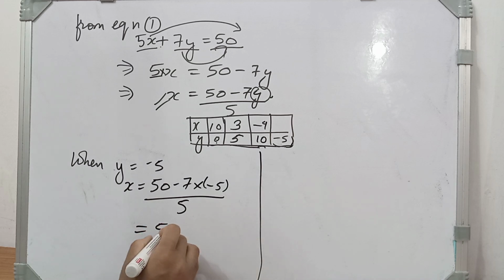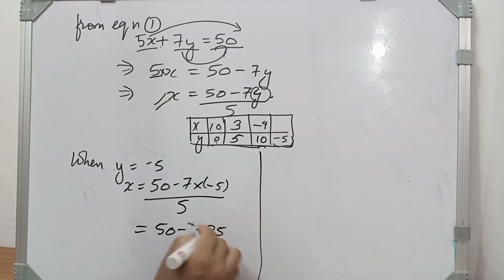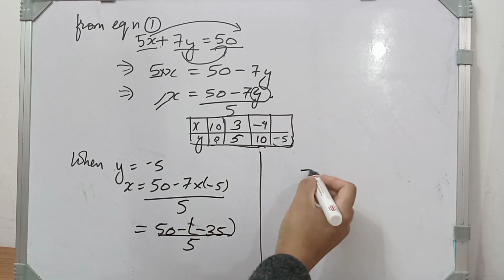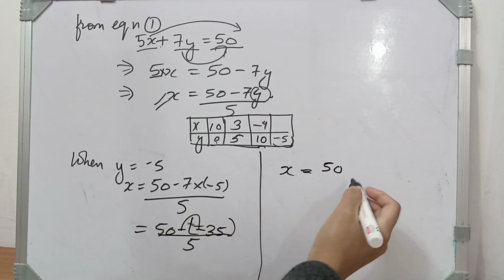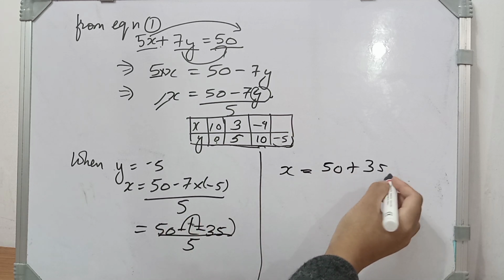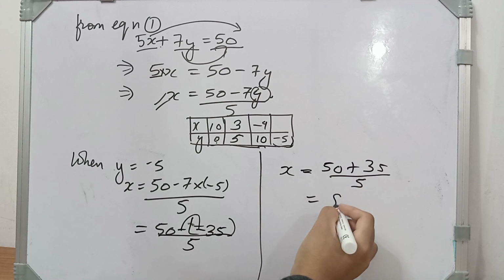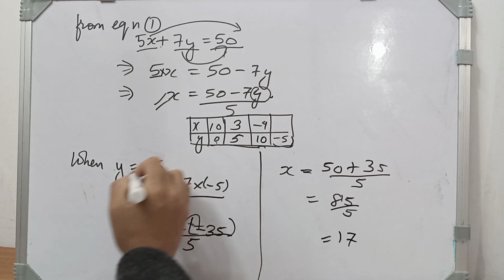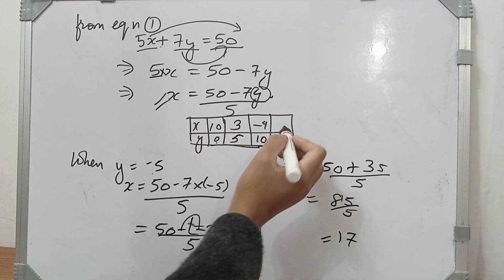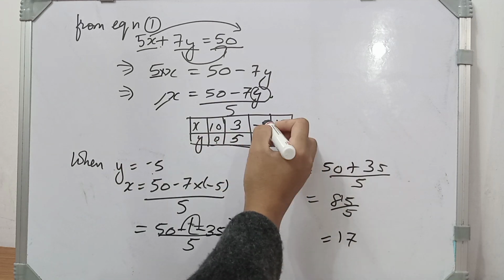Minus 50, minus 35, minus 7 into minus 5, minus 35 divided by 5. So x is 50 minus into minus, which is plus 35 divided by 5, so 85 divided by 5 gives 17. When y is equal to minus 5, x is equal to 17.